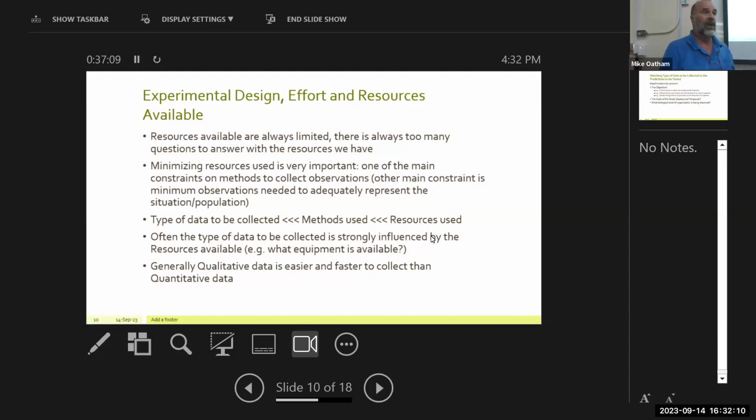And if in fact you are 100% sure that there's no variation, then you could just take one sample and that would do it, okay? But of course you don't know how much variation there is. So what people would quite often do is do a pilot survey.